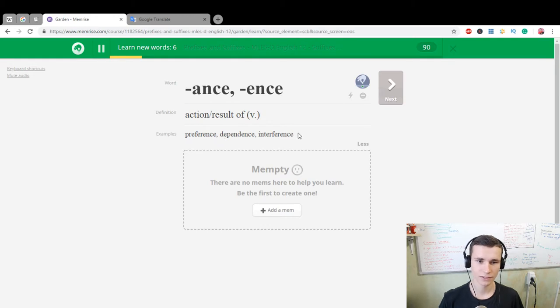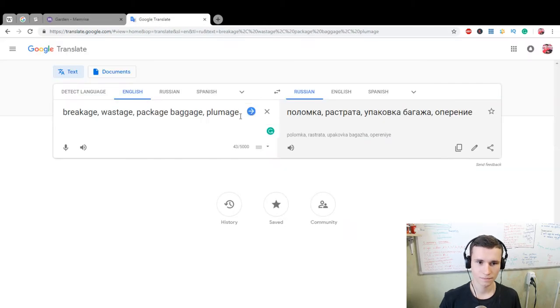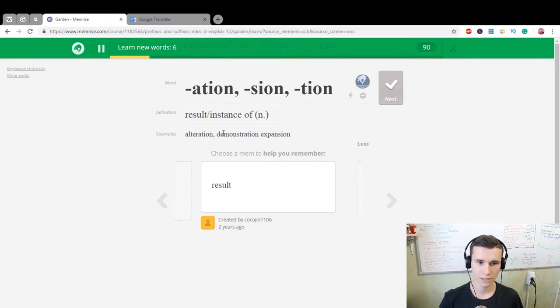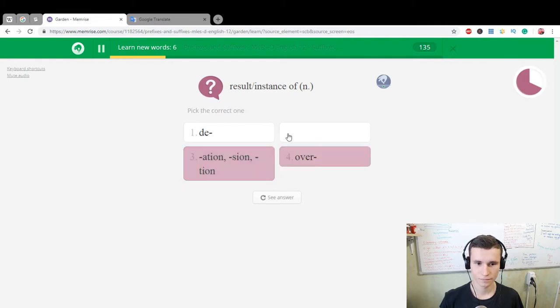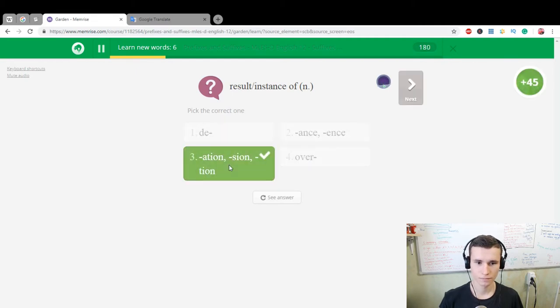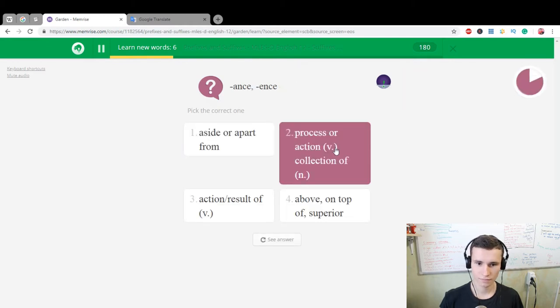Ence: preference, dependence, interference. Action, result of. Verb actions: sion, result, instance of. Okay: alteration, demonstration, expansion. Action, result of. Ance: answer. Ation, sion. Question. Answer.